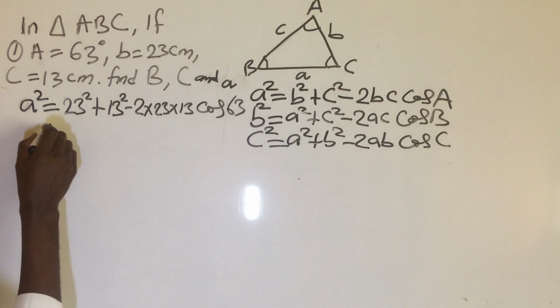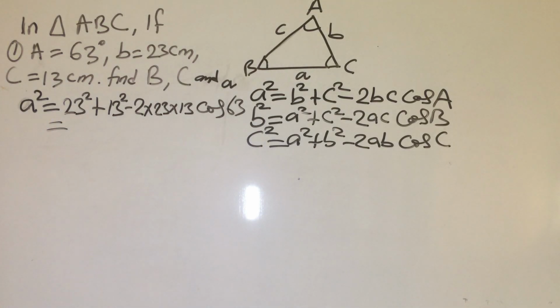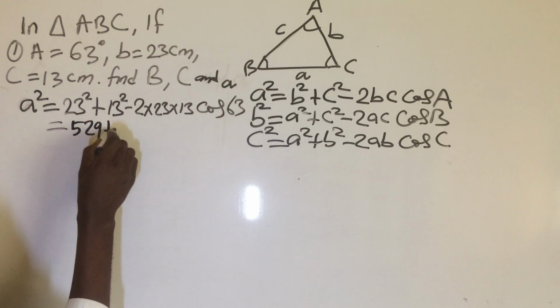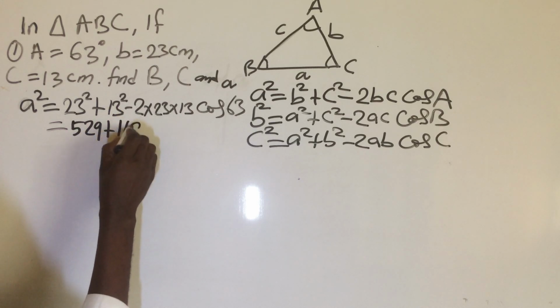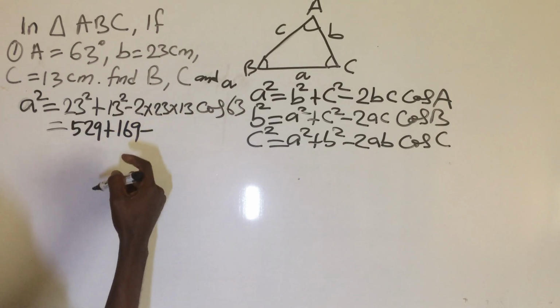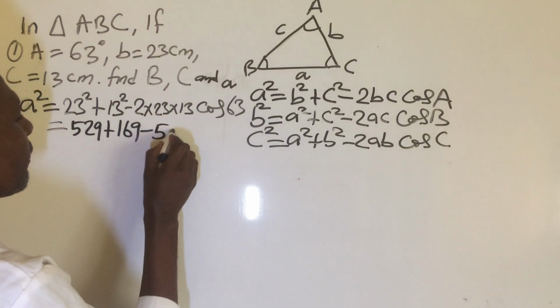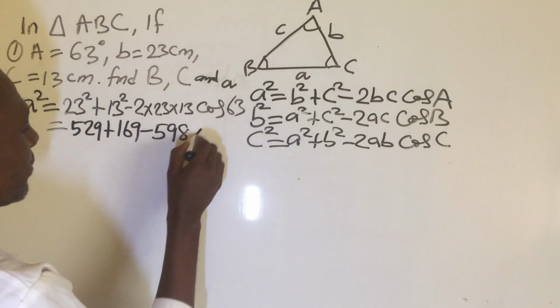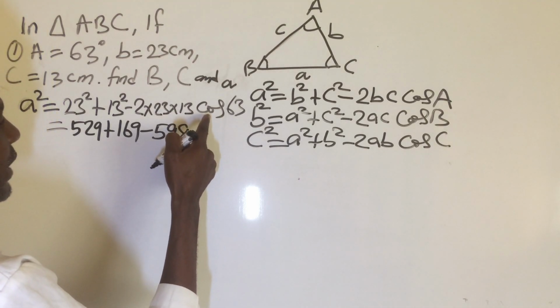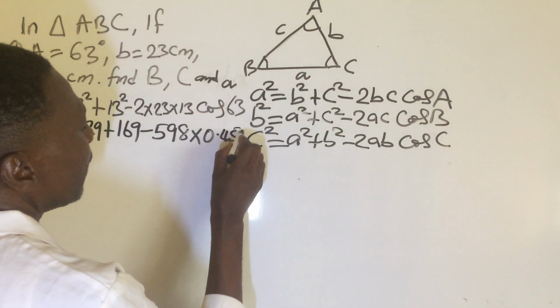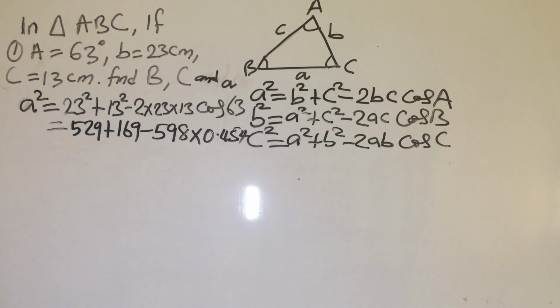Now moving on, 23 squared is 529 from our calculator. 529 plus 13 squared, which is 169 from our calculator, minus 2 times 23 times 13. What is the value? 598. Then times the angle. Cos 63 is what from our calculator? 0.454.